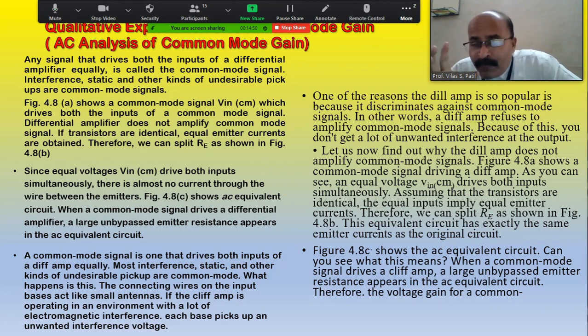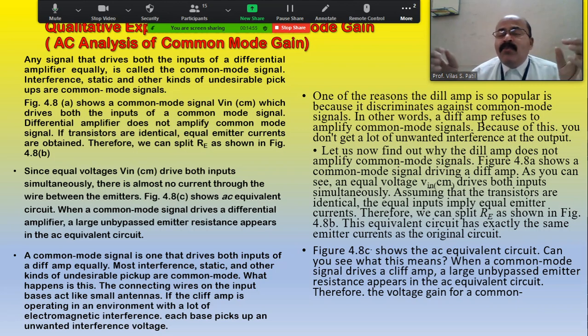Okay, if the bases of both the transistors absorb the same signal, then what will be the effect? The working of both the transistors will be equivalent, identical. Identical base voltages and identical currents will appear in the collectors.